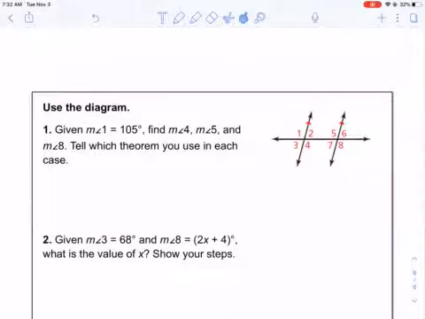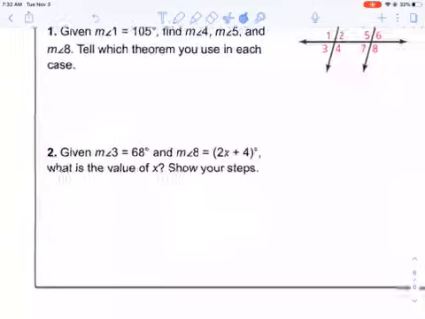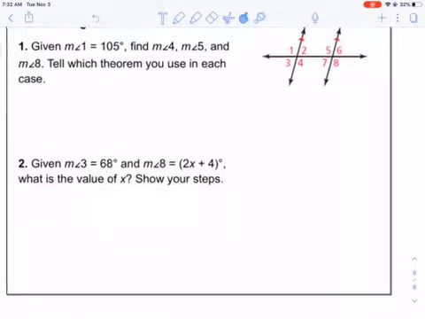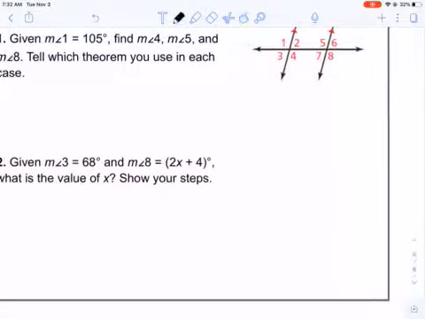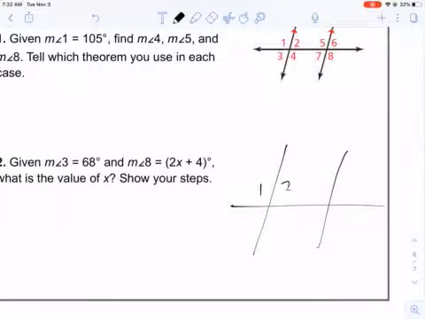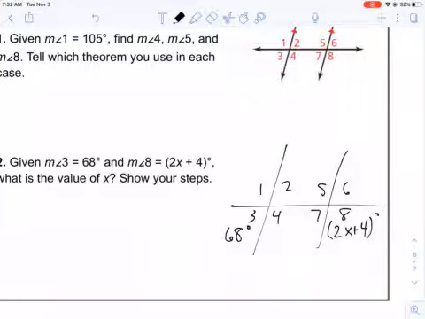Okay, let's look at 2. To me, 2 is a little more interesting. So we have this picture, 1, 2, 3, 4, 5, 6, 7, 8. It tells us that this is 68. It tells us this is 2x plus 4, and it says, what does x equal?